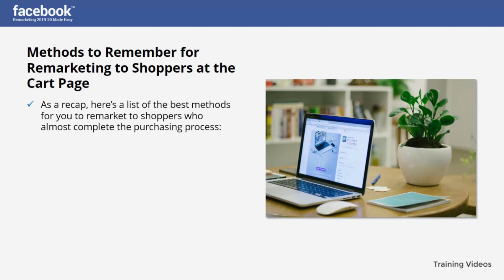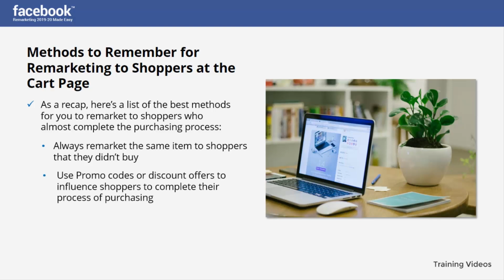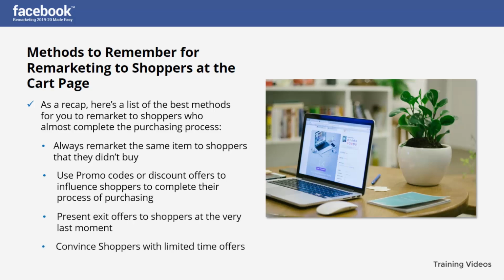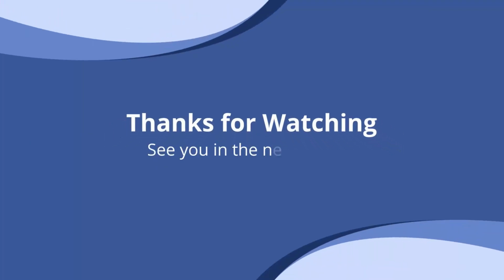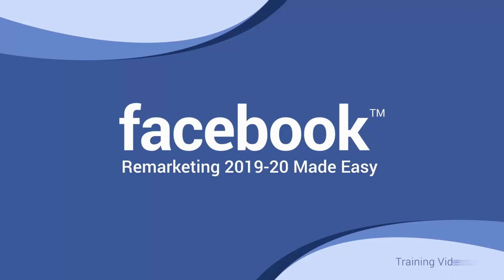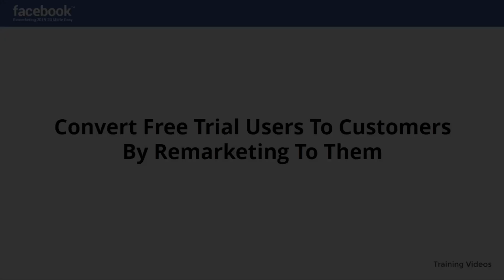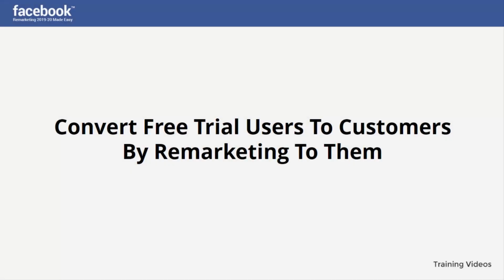Methods to remember for remarketing to shoppers at the cart page. As a recap, here's a list of the best methods for you to remarket to shoppers who almost complete the purchasing process. Always remarket the same item to shoppers that they didn't buy. Use promo codes or discount offers to influence shoppers to complete their process of purchasing. Present exit offers to shoppers at the very last moment. Convince shoppers with limited time offers. Convert free trial users to customers by remarketing to them.